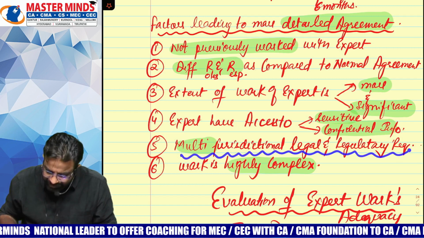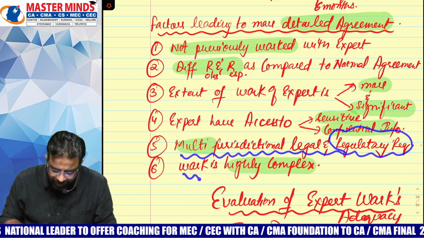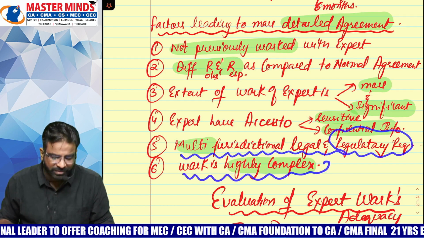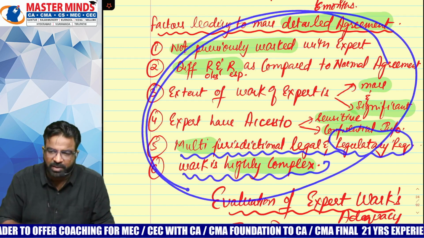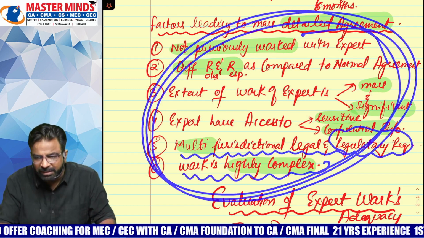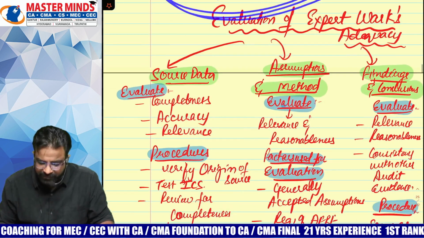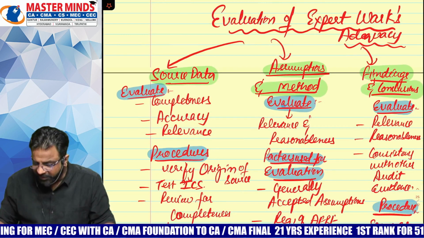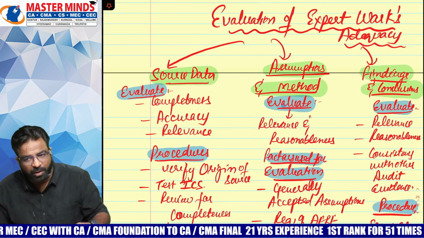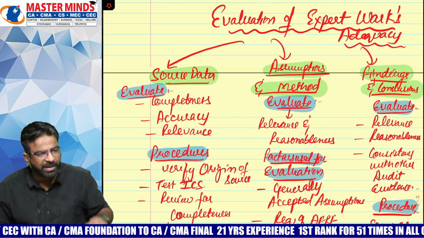Next one. Multi-jurisdictional legal and what? Regulatory requirement and work is what? Highly complex. These are the various circumstances you have to think about before hiring an expert. Next one, evaluation of whose work. Achha, tell me, when you are hiring an expert, how will you evaluate the expert's work? By hiring another expert.